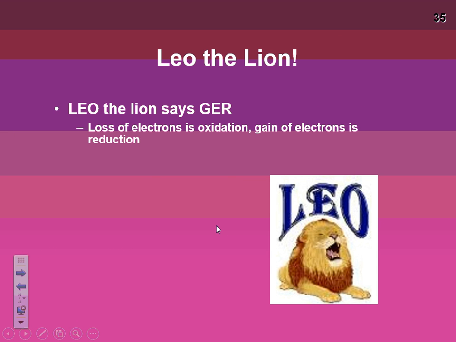Here's another way to remember the idea between oxidation and reduction. Leo the lion says grr. So LEO: loss of electrons is oxidation. GER: gain of electrons is reduction. That's the one that we'll stick with the most.